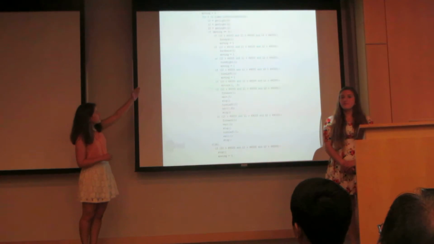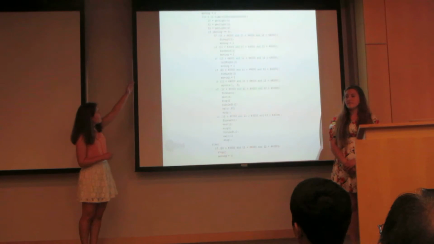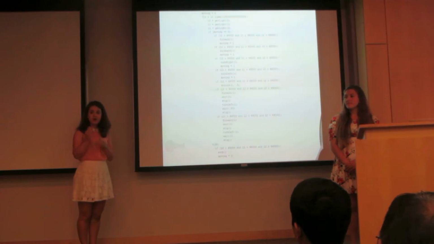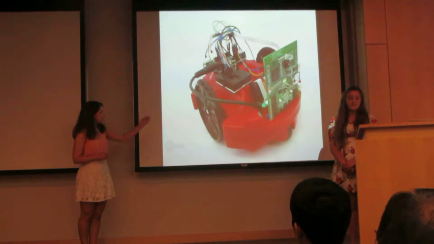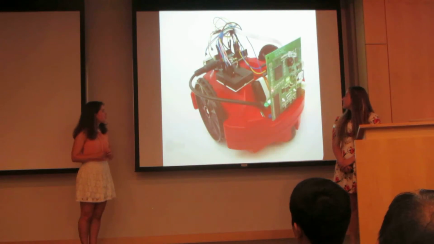And so in our code, you can see that it checks all the light sensors, and then depending on which ones are on and off, it will give a specific command to the scribbler. And here's our scribbler with the Arduino attached on it.